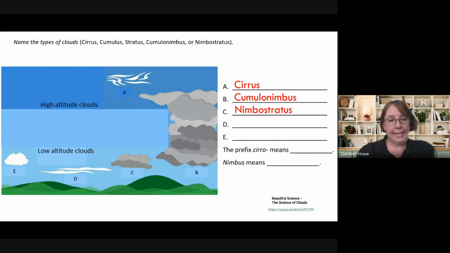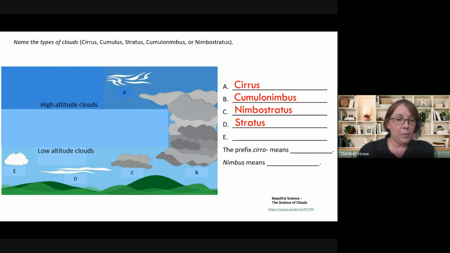Okay, D. Speaking of that, these are your stratus clouds. These are normal stratus clouds with no rain. They are layers, they are close to the Earth, and if you have a stratus cloud that is on the surface of the earth, that's called fog. That's where fog comes from.